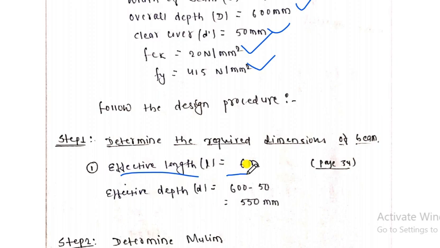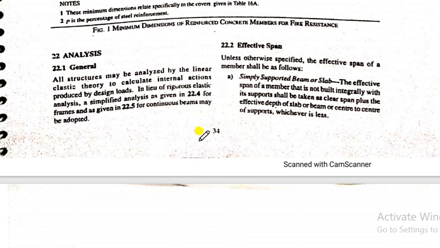Listen carefully, my dear friends: if the effective length or effective span is not given directly in the question, then you should know how to calculate it. From IS 456 code book, page number 34, there is the formula for calculating the effective length or effective span. So let's see page number 34. Yes, we are on page number 34 of IS 456:2000. As you can see, the effective span for a simply supported beam can be calculated from the clear span, if the clear span is given in the question. But in our question, the effective span is already given.